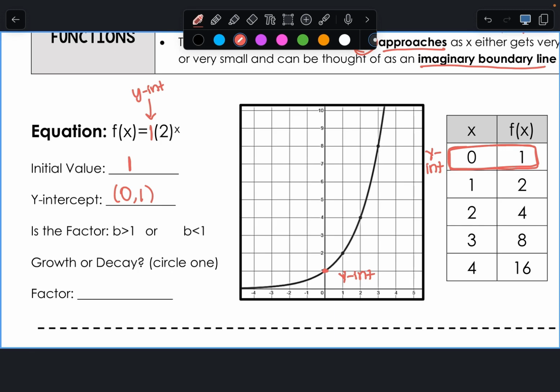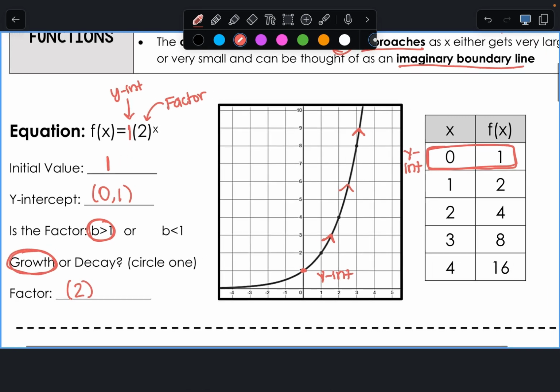How do you know it's greater? Because the line's going up from left to right. Okay. What else? My factor is what, Jonathan? My factor is 2. This is where my factor is located. And if my factor is 2, I know I'm going to see what? Growth.